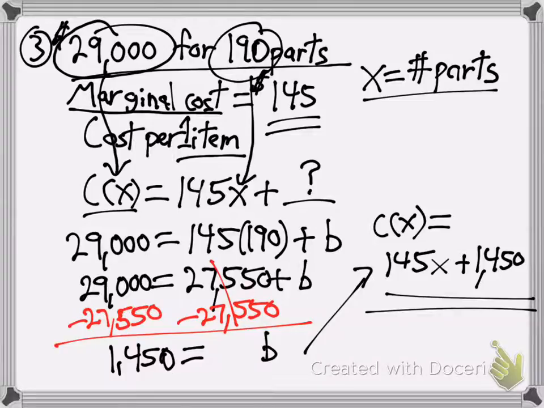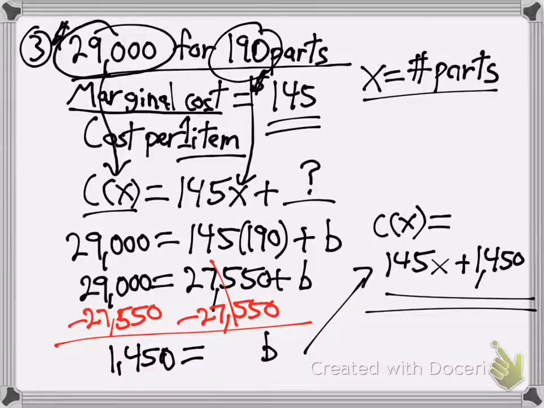Okay, so what did we do? Let's run over it one more time. They told me $29,000 is the cost for 190 parts. That's what it costs the manufacturing plant to produce 190 parts. The marginal cost, and again, you've got to know, the marginal whatever is always what goes next to X, because that's per item. Just like a minute ago when we were doing cost, right? You guys know what I mean?